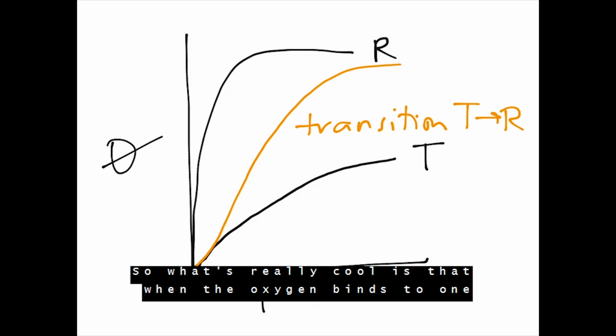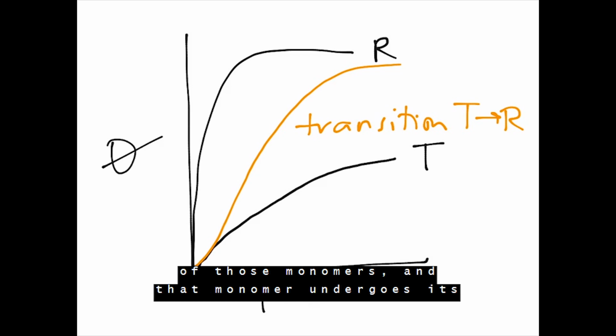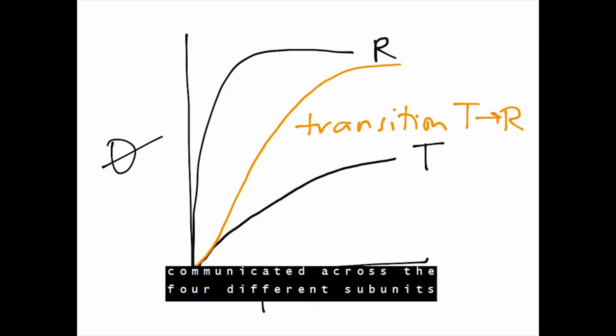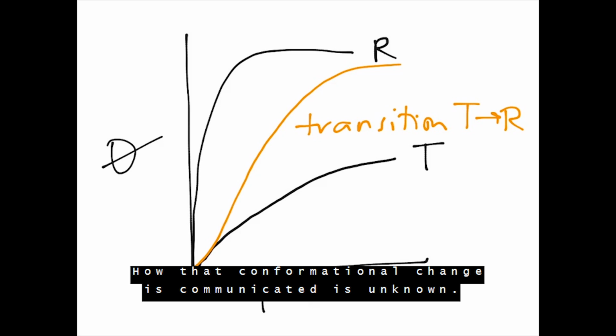So what's really cool is that when the oxygen binds to one of those monomers and that monomer undergoes its conformational change, that same conformational change is communicated across the four different subunits, or the three remaining subunits of hemoglobin, because of changes in the quaternary interactions between them. How that conformation change is communicated is unknown.